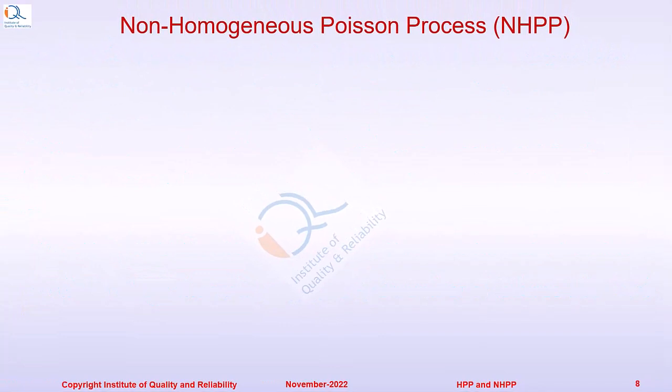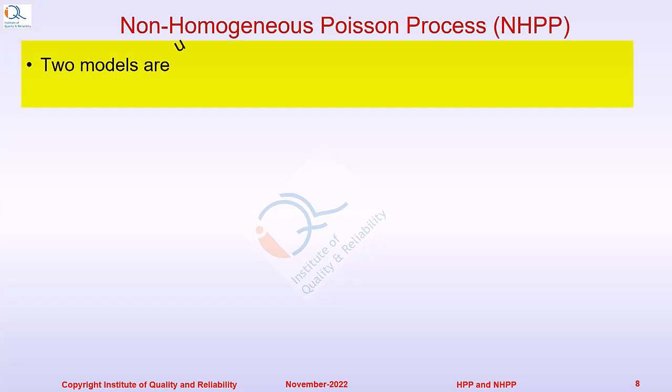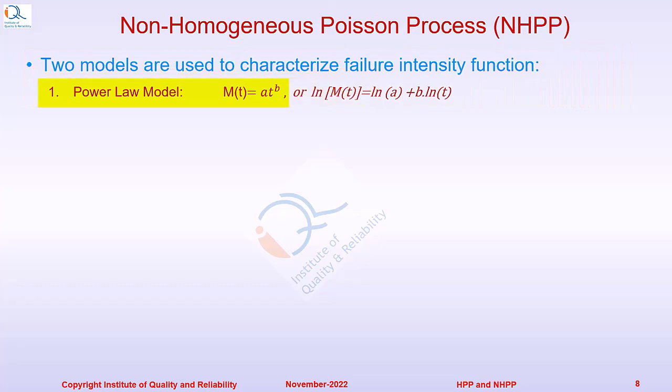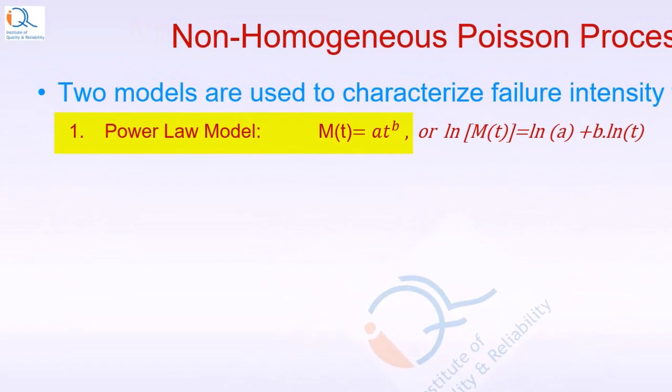In non-homogeneous Poisson process or NHPP, two models are commonly used to characterize failure intensity function. The first one is power law model, according to which the capital M of t, the cumulative intensity function, equals a into t raised to b. If we take logarithms, ln of M of t will be equal to ln of a plus b ln t.